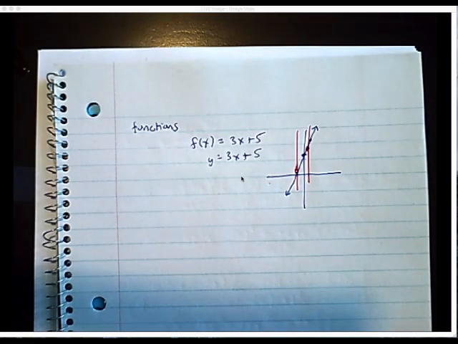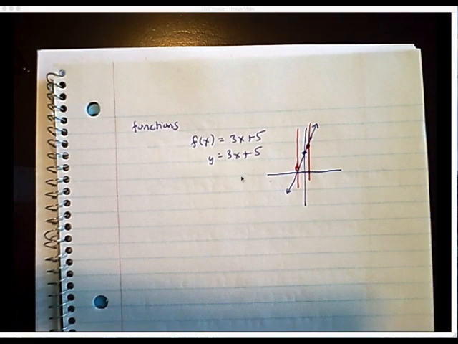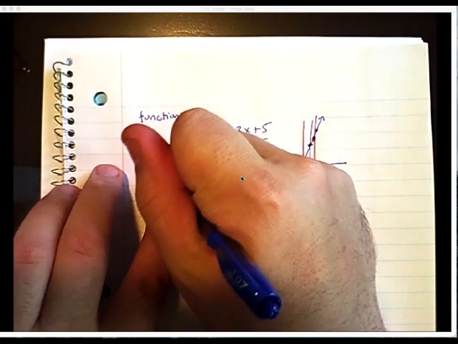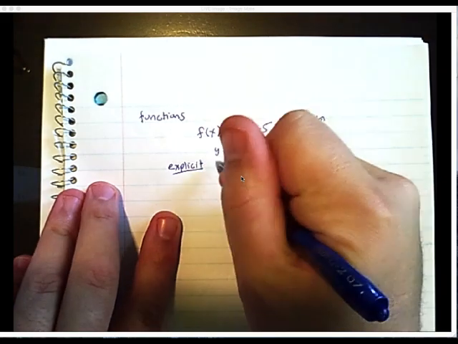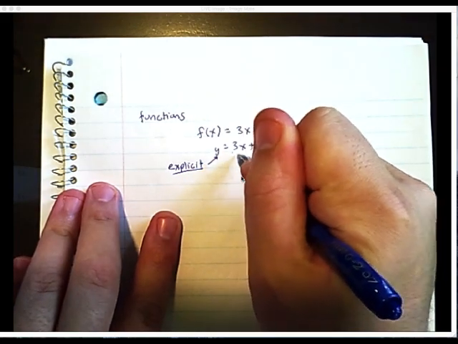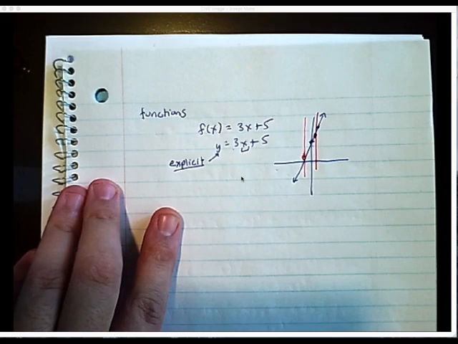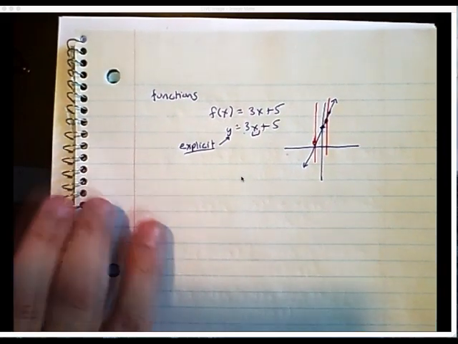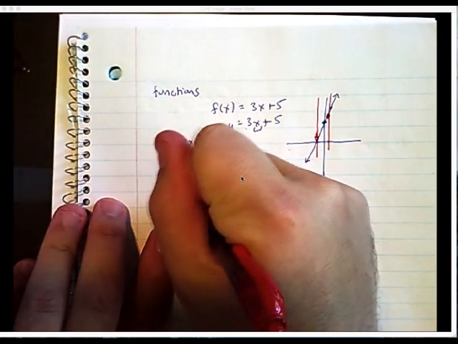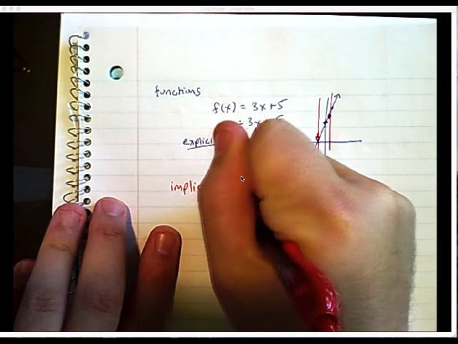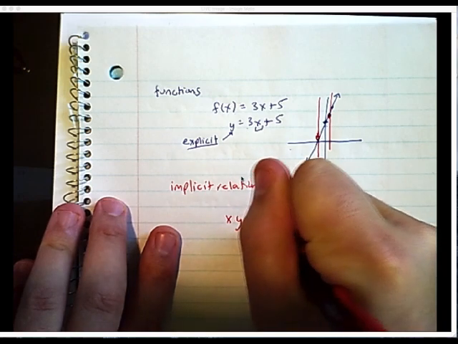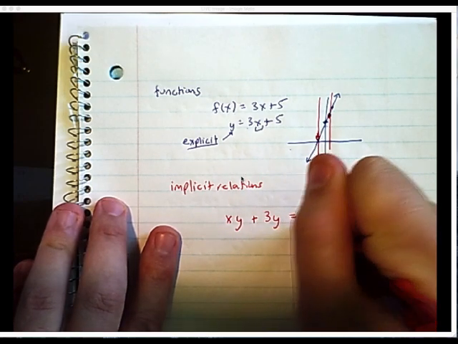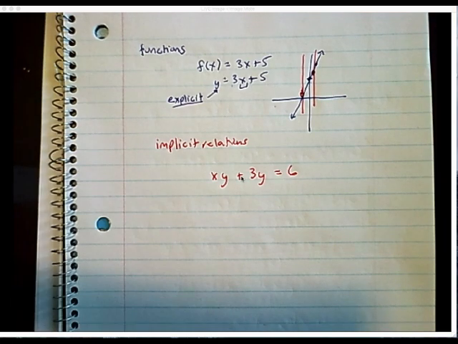All right, well, what about if we don't actually have a function? We're used to functions that are explicit, okay, which means that y equals something in terms of x. We're not used to things that look like this, which we call implicit relations, when the x's and y's are together. So that would be an implicit relation. Now this might be a function, it might not, okay?